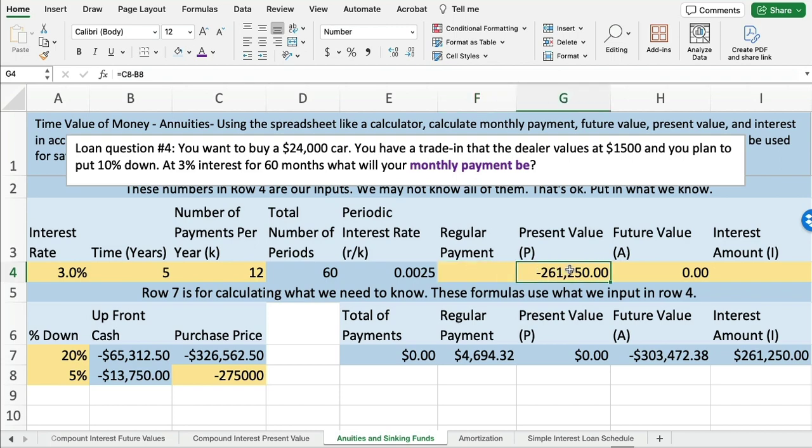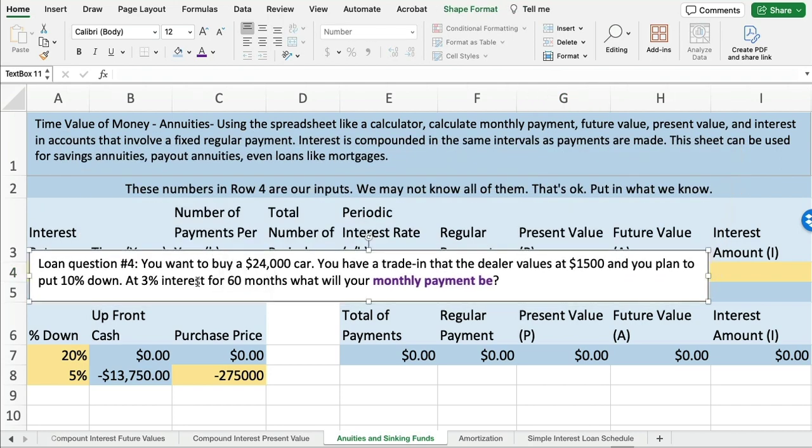And we don't quite know what the present value is yet because we need to factor in the trade-in. So we're going to basically take that off of the price of the car. And we're also going to calculate the 10% down payment. All right. So in the last loan video that used this sheet, we actually had this new section down here, and this is just for loans, where we have percent down, upfront cash, and purchase price. So I'm going to change the percent down to 10%. In row 8, and I'm using row 8 because we know what the purchase price is. The purchase price is $24,000.